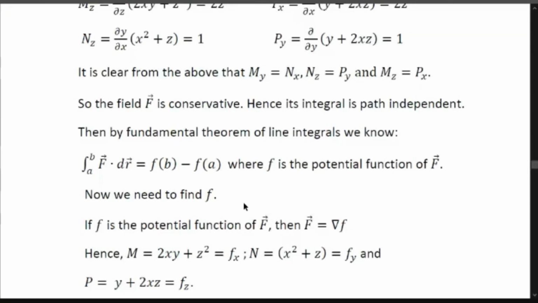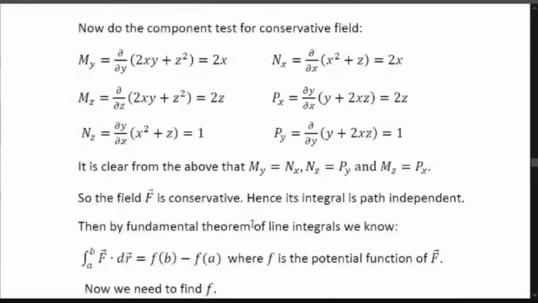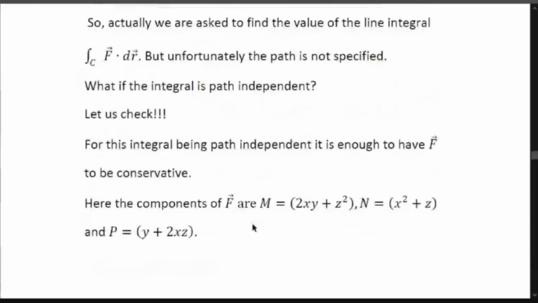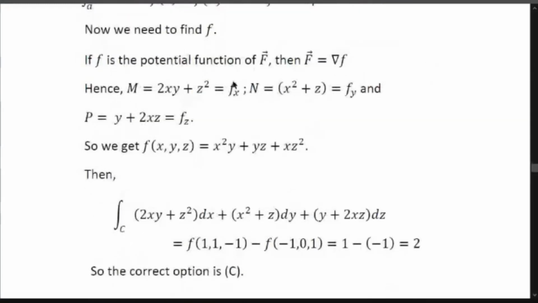Okay, so now we need to find out f. So how to find out f? The components of this field f are given by m is equal to 2xy plus z square, n is equal to x square plus z, and p is equal to y plus 2xz. So using these components, you have to find out the potential function.